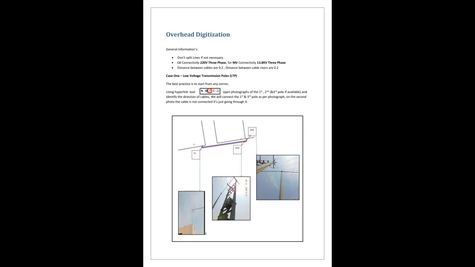Case 1, Low Voltage Transmission Poles, LTP. The best practice is to start from any corner. Using the Hyperlink tool, open photographs of the first, second, and third pole if available, and identify the direction of cables. We will connect the first and third pole as per photograph. On the second photo the cable is not connected, it's just going through it.